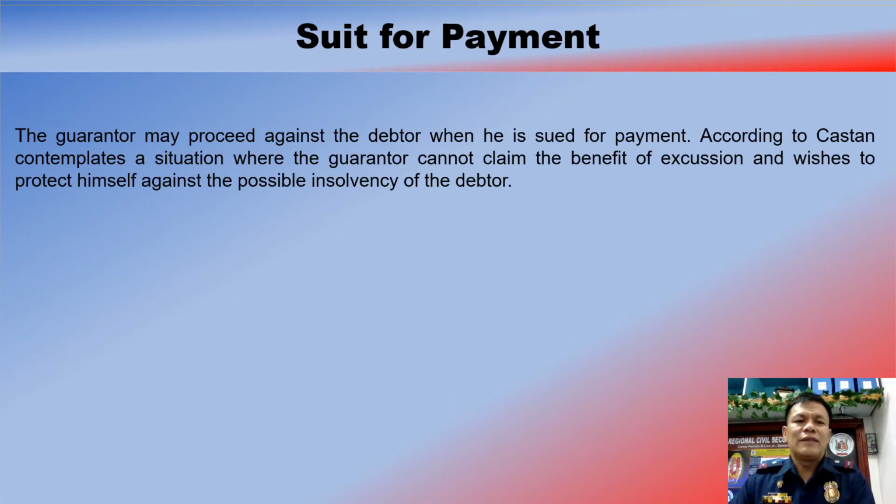Sued for payment. Under Article 2071, the guarantor may proceed against the debtor when he is sued for payment. According to Castan, this contemplates a situation where the guarantor cannot claim the benefit of exclusion and wishes to protect himself against the possible insolvency of the debtor.